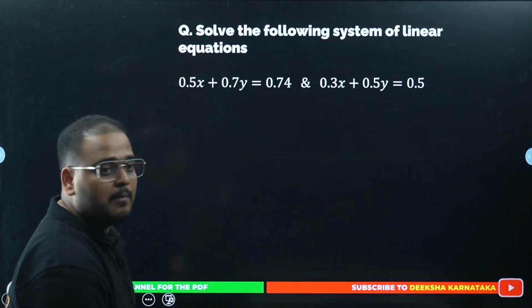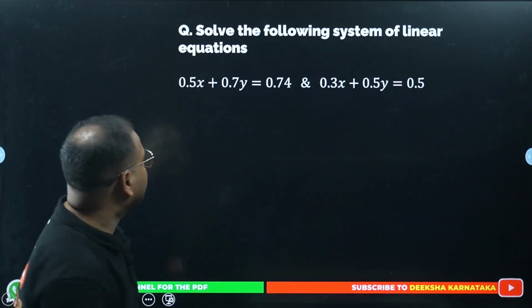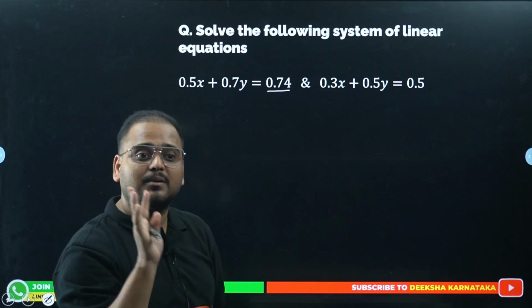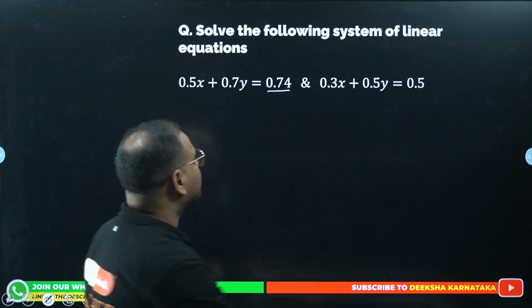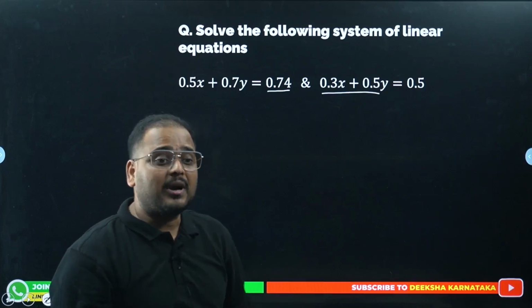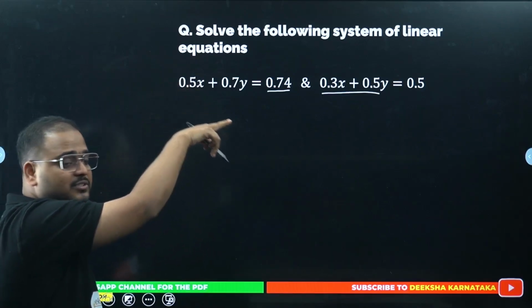How? Multiply everything with 100. Sir, why 100? There are 2 decimal places here, so you'll get rid of both the decimal places if you multiply with 100. Sir, what about this equation? There's only one decimal place. But you're going to make these 2 decimal places multiplication.